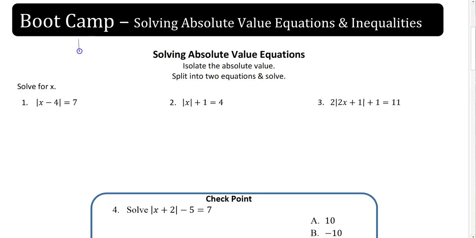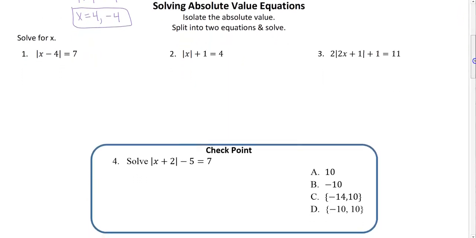If I just gave you the absolute value of x equals 4, and I asked you what values of x would make that true, you would say that x can equal 4 because the absolute value of 4 is 4. But you would also tell me that x could be negative 4 because the absolute value of negative 4 is also positive 4. So this equation, the absolute value of x equals 4, has two solutions, 4 and negative 4.